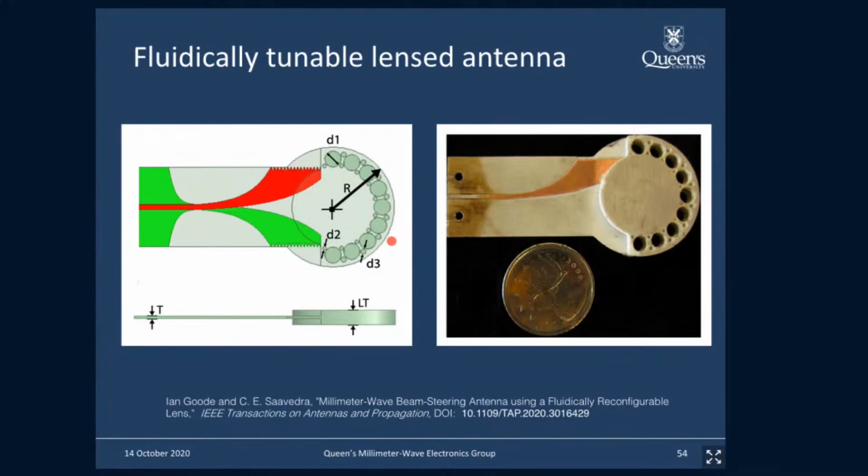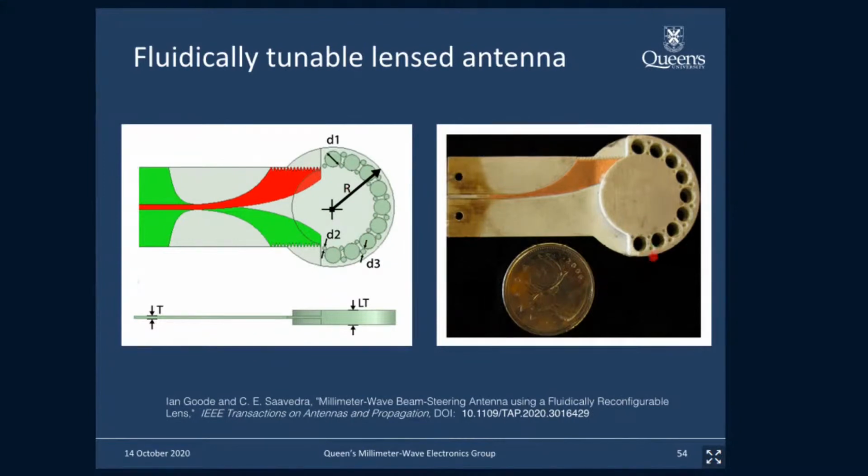What hasn't been done is to actually change the characteristics of the lens using fluids. So we protruded the substrate, created a lens type geometry, and then built pockets into the substrate. As we filled them with fluid, ethyl acetate in this particular example case, we changed the local dielectric constant, and then we can start steering the beam in different directions.